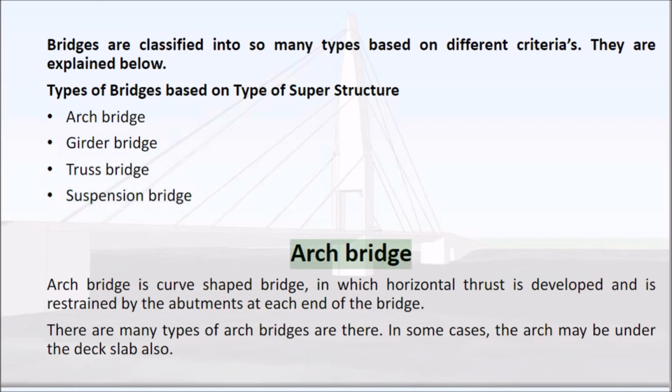Arch bridge. An arch bridge is a curve-shaped bridge, in which horizontal thrust is developed and is restrained by the abutments at each end of the bridge. There are many types of arch bridges. In some cases, the arch may be under the deck slab also.